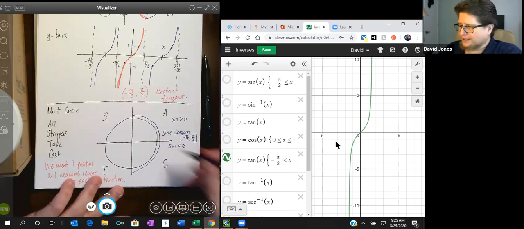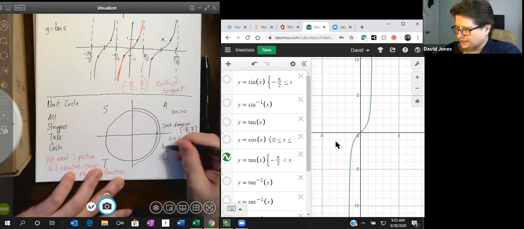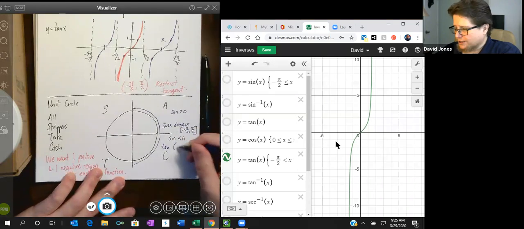Same thing goes on with tangent. So that's tangent's restricted domain, but we don't include the endpoints because they're asymptotes.